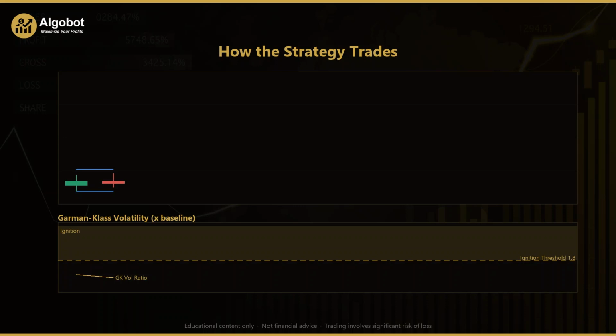In the panel underneath is our Garman Klass Volatility reading, drawn as a ratio to the recent baseline, with a dashed line marking the ignition threshold at 1.8. Watch how these three elements work together.